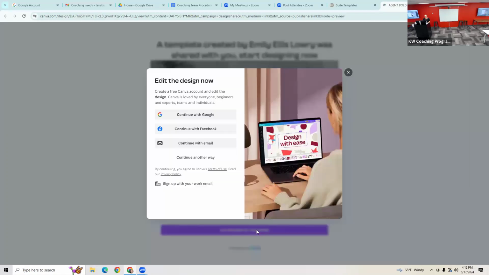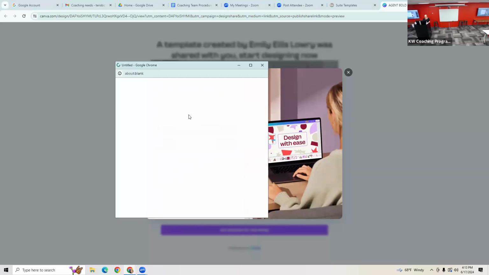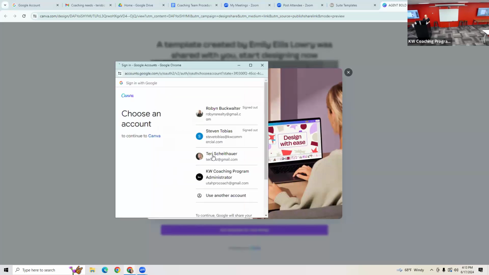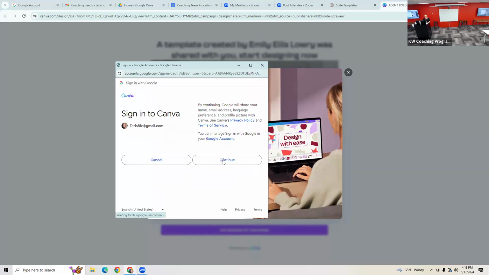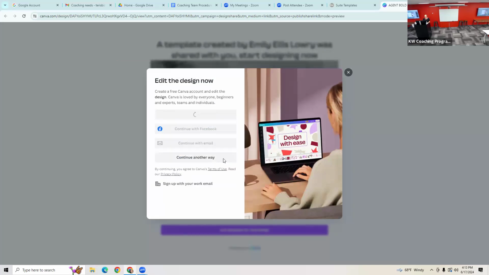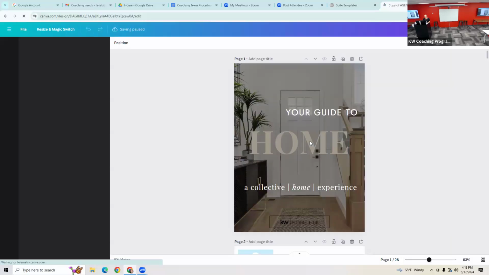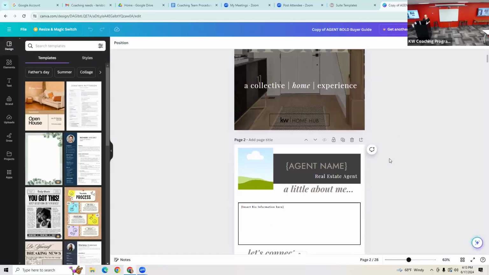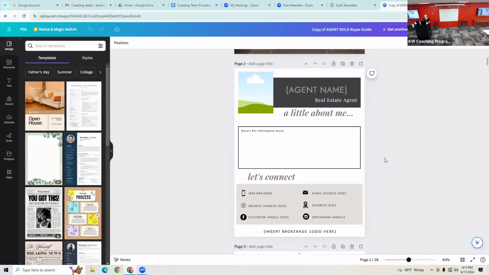And you will need a Canva account, but it's a free Canva account. So you'll just log in here, and it's going to open up this template. So really quickly, all you guys have to do is customize the first couple pages. So on this page, just create a small bio.